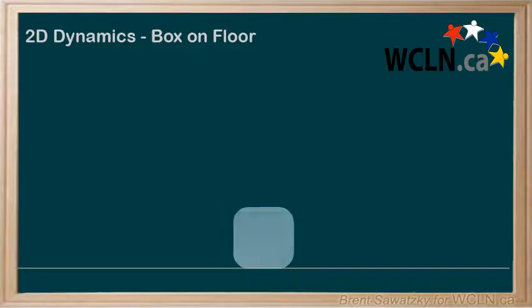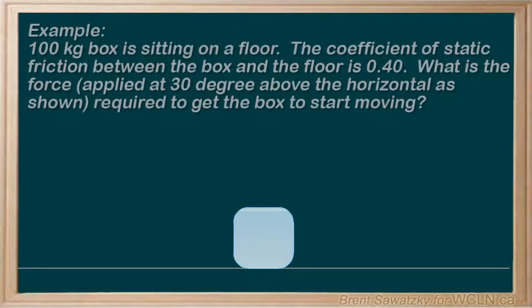In this tutorial, we'll consider a 2D force problem involving an object on a horizontal surface. Our example, a 100 kilogram box is sitting on a floor. The coefficient of static friction between the box and the floor is 0.40. What is the force applied at a 30-degree angle above the horizontal, as shown, required to get the box to start moving?